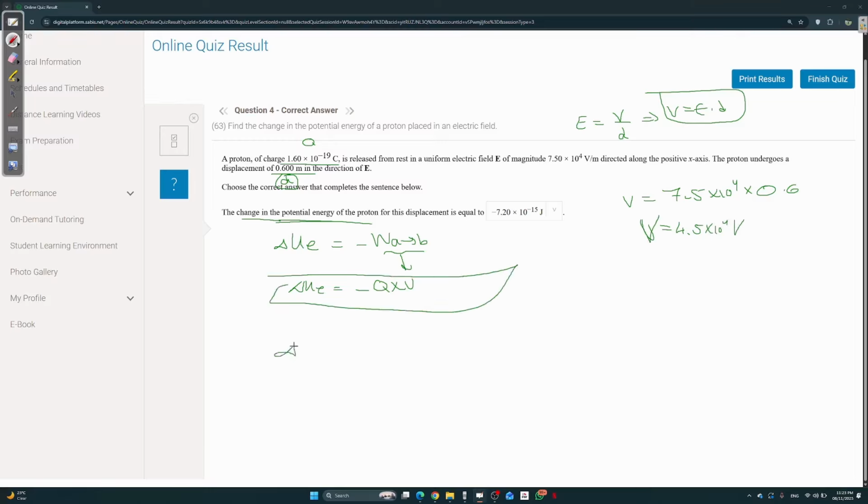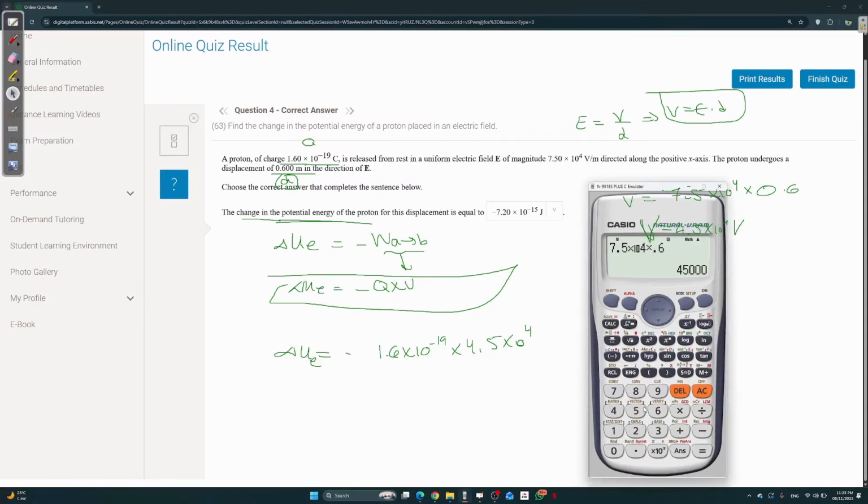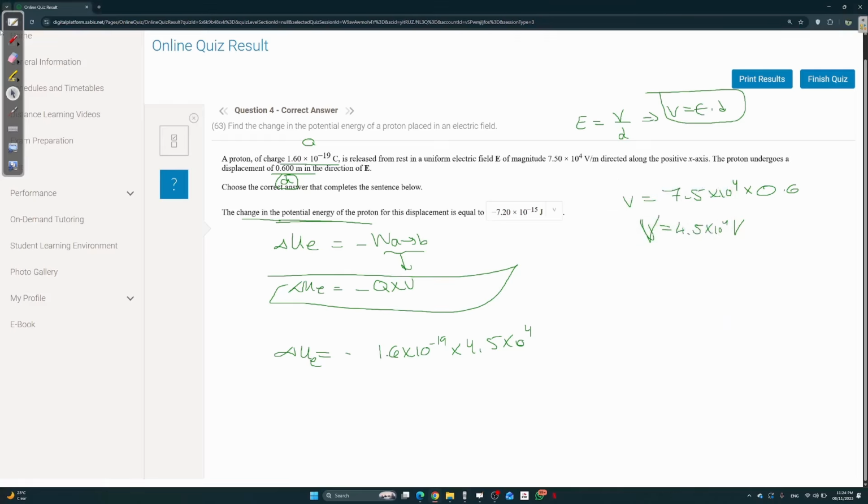So the delta U is equal to negative Q, here 1.6 times 10 to the power of negative 19, times the voltage, which is 4.5 times 10 to the power of 4. Let's do it. You get this, it's negative, huh? I forgot to put the negative. So you get negative 7.2 times 10 to the power of negative 15. So easy.